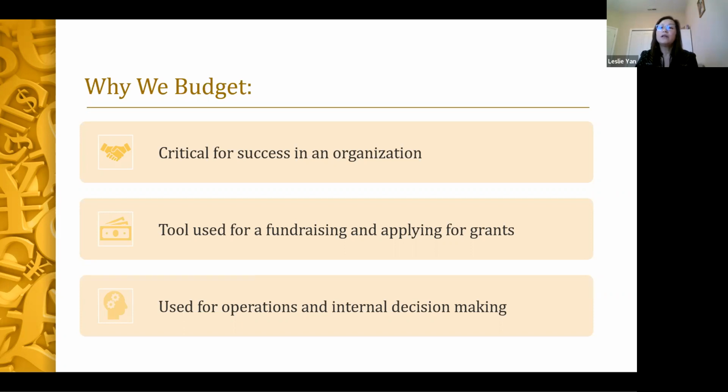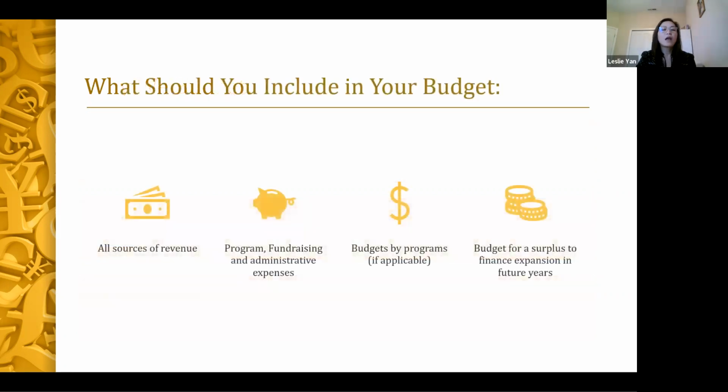Now, what should you include in your budget? You should include all your revenue sources, including government grants, private foundation funding, individual donors, fundraising events, and miscellaneous revenues. When doing your budget, you want to include all the expenses for the programs, fundraising, and general admin.